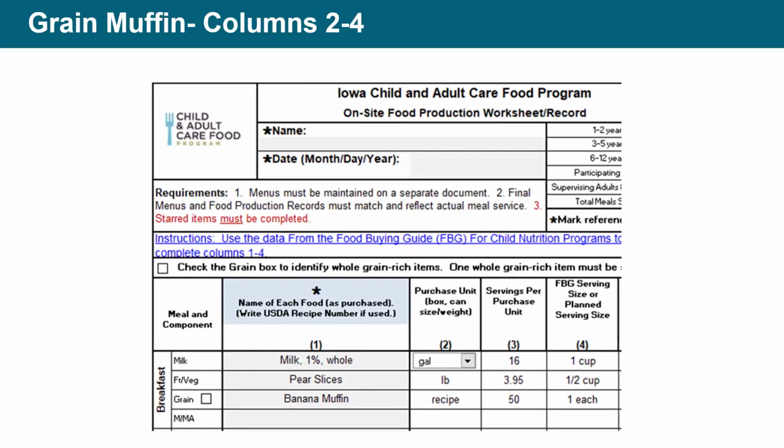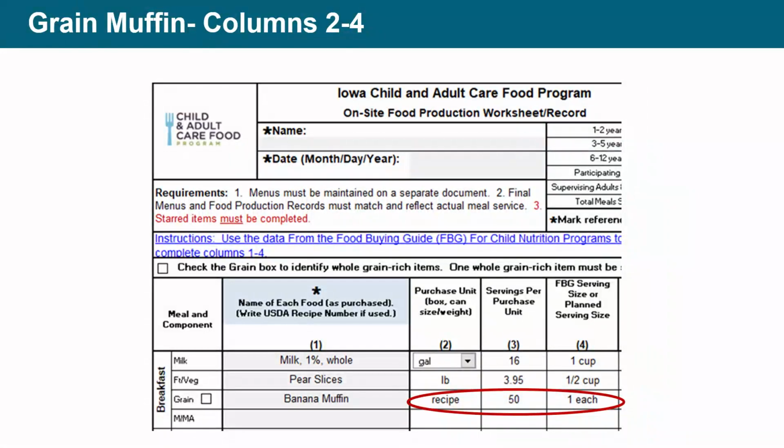The next item is a muffin. The standardized recipe for this menu item is either 25 or 50. Enter the word recipe in column 2 and 50 in column 3. If your center is smaller, you would enter 25 in column 3 for a smaller batch. For the planned serving size, enter 1 each in column 4.